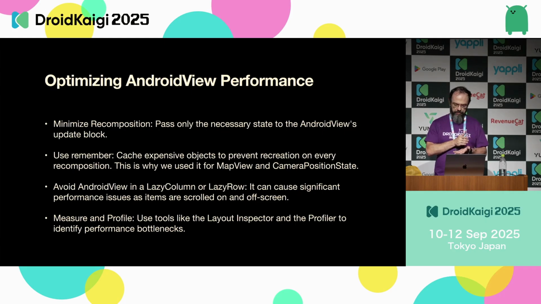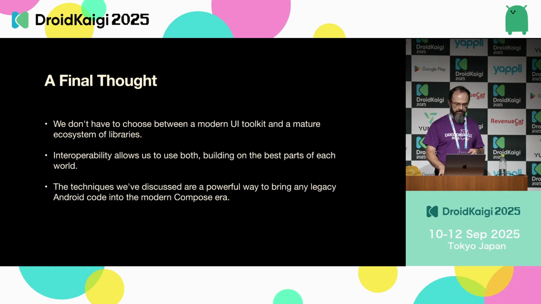Generally, minimize recomposition. Only pass the necessary state to the AndroidView update block. Use remember as much as you can, or where it makes sense. You need to cache expensive objects to prevent recreation on every recomposition. This is, for example, why we use it for map view and camera position state. Avoid AndroidView in a lazy column or lazy row. It can cause significant performance issues as the items are being scrolled on and off the screen. And measure and profile. You need to use tools like the layout inspector and the profiler to identify performance bottlenecks.